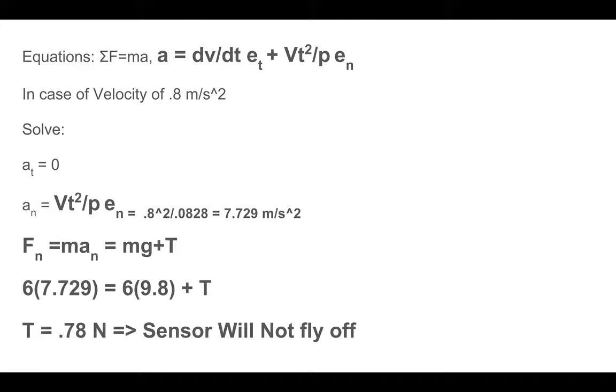Now, on to part B. In part B, our velocity is 0.8 meters per second. In this case, after solving, we find that the normal force from the Velcro is 0.78 newtons, which is less than 1 newton. So in this case, the sensor will not fly off.